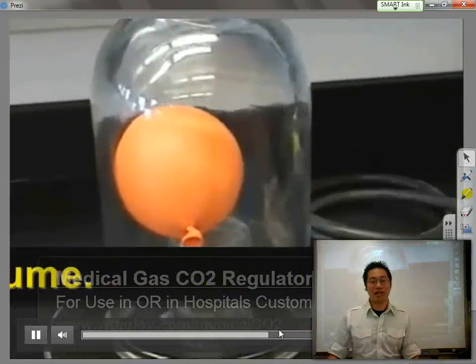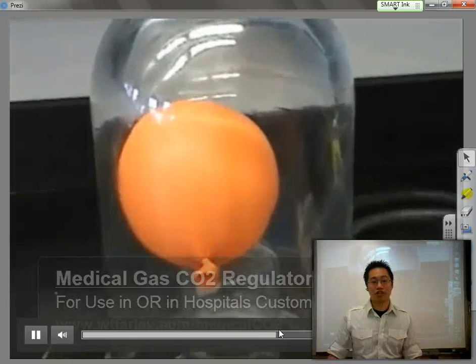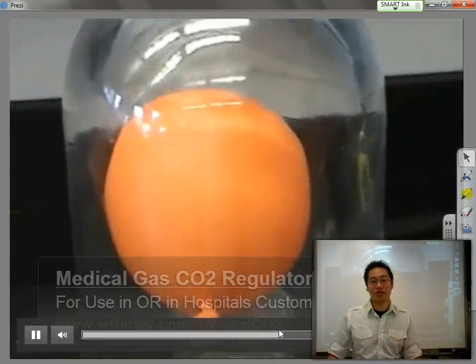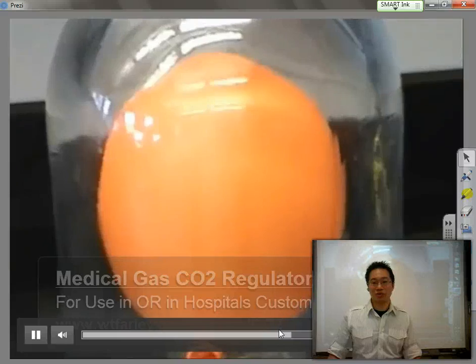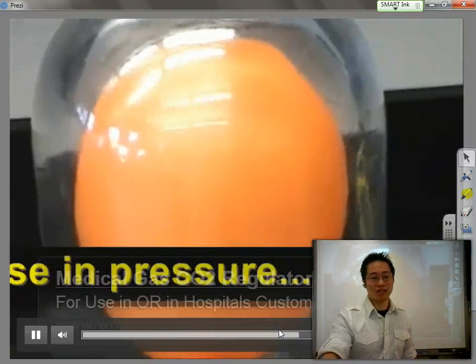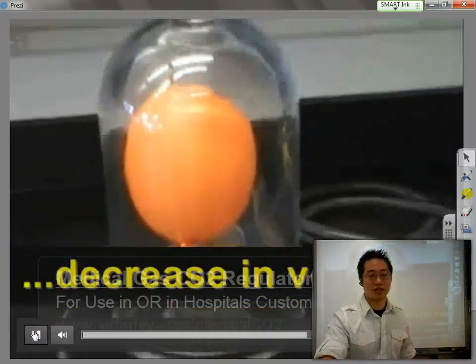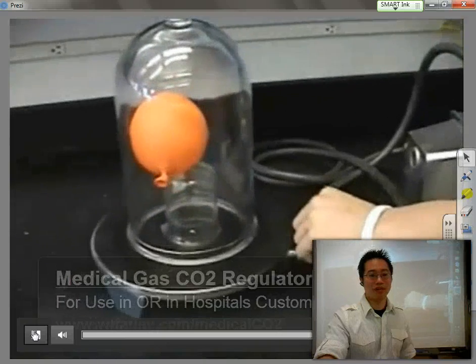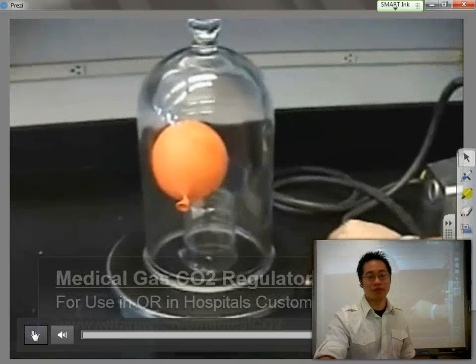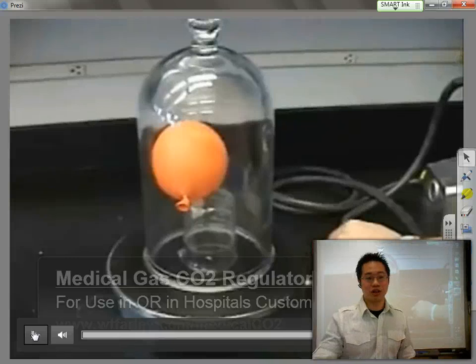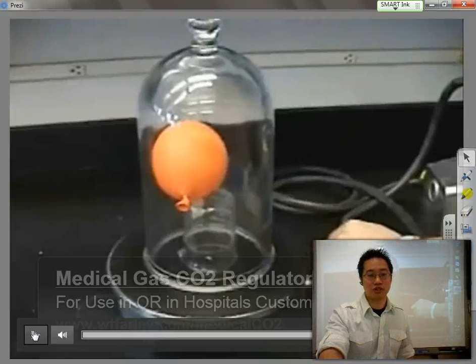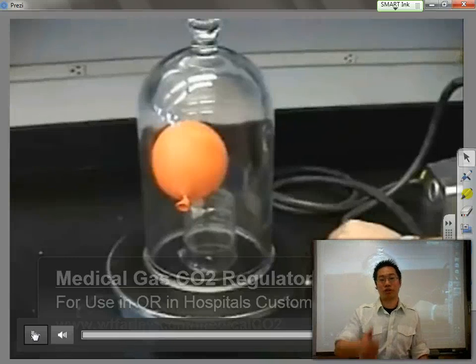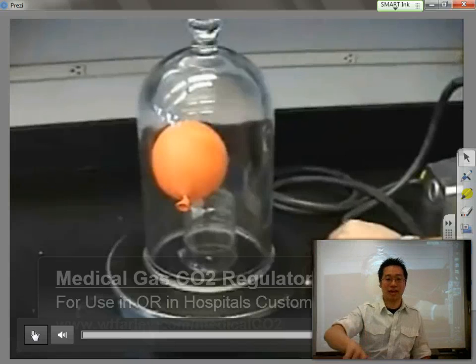As you can see, as the pressure outside is decreasing, the volume of the balloon is increasing and increasing. This is just a quick example of Boyle's Law. Afterwards, they let the air back into the glass jar, and the balloon shrinks down to its original size. So as the pressure went up, the volume went down.